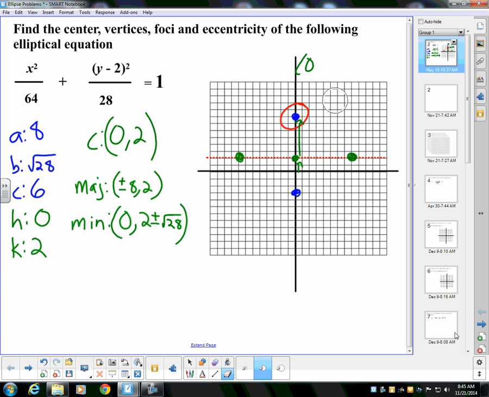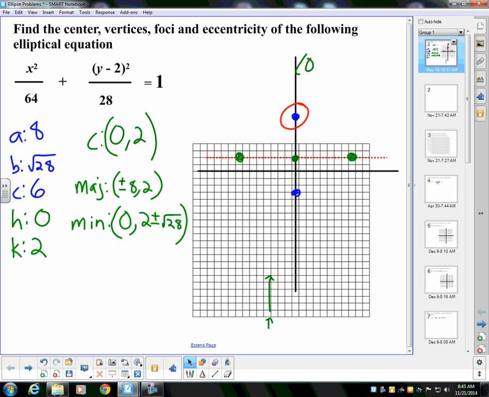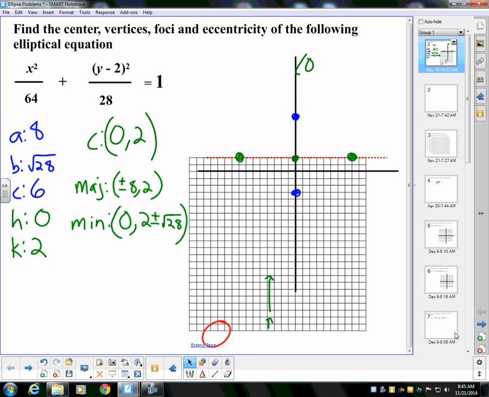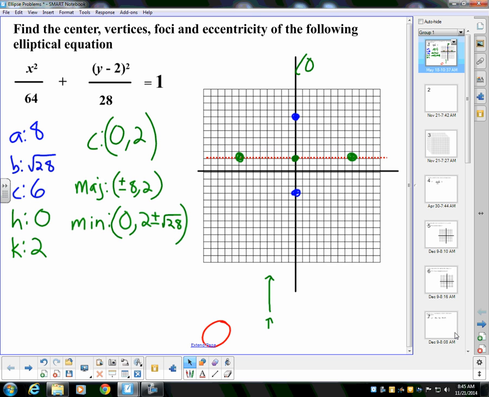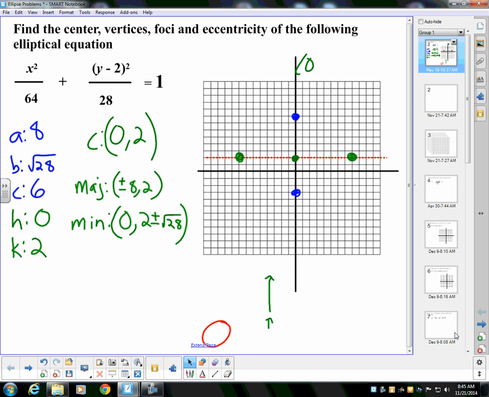Let me erase some of this just to get the clutter out. Well, that's just perfect. You get the general idea.